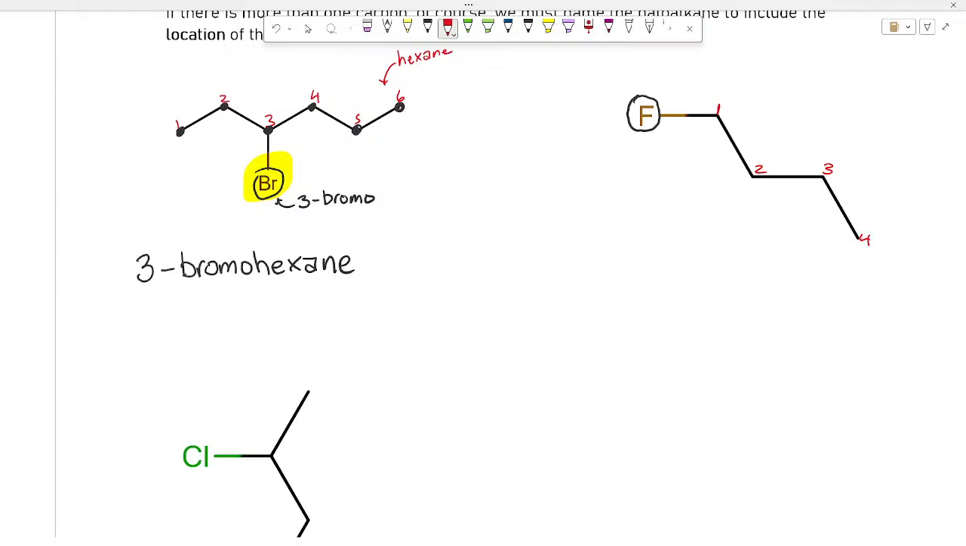Somebody want to give me the name of this? Take a moment. Everyone try writing it down. Everyone take a shot at this. Name this. Nice, easy one.